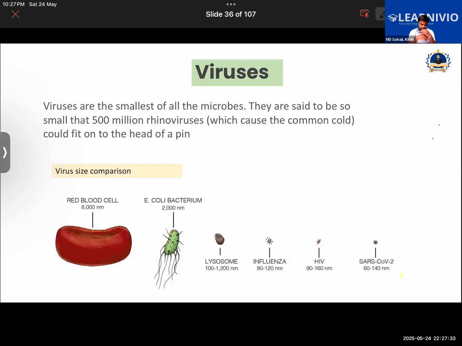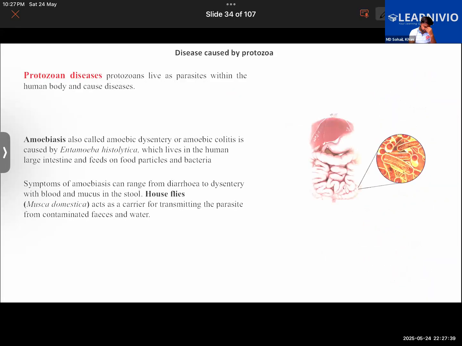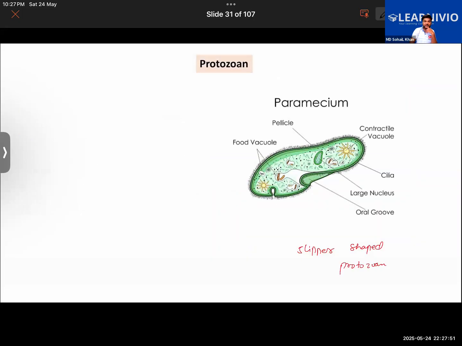You say multicellular? You're not getting it, Abubakar. The very first thing I told you about protozoans is that they are unicellular. What are they? They are unicellular, no? Are they plant-like organisms or animal-like? Plant-like. Okay. Next, give some examples. Give at least two examples.